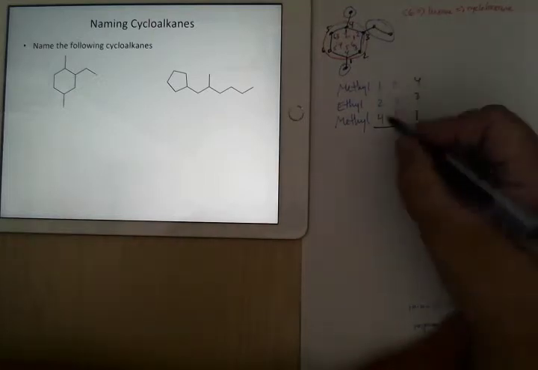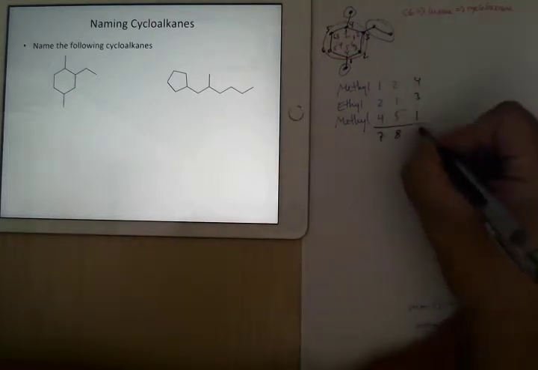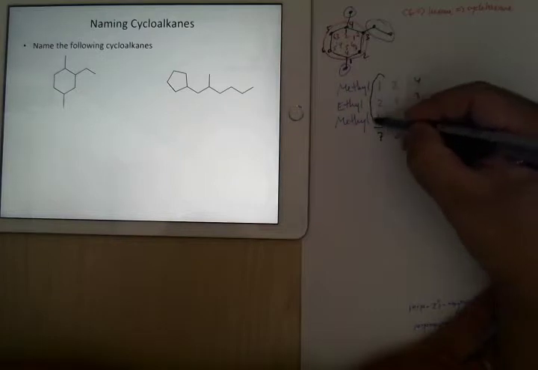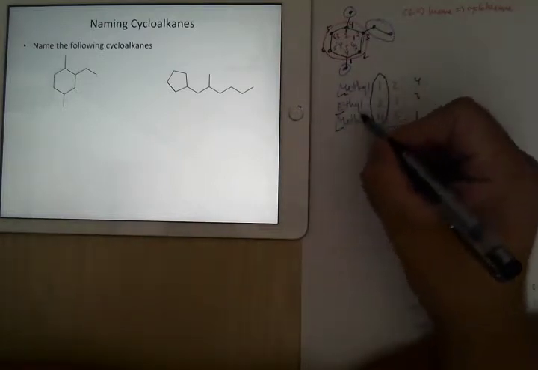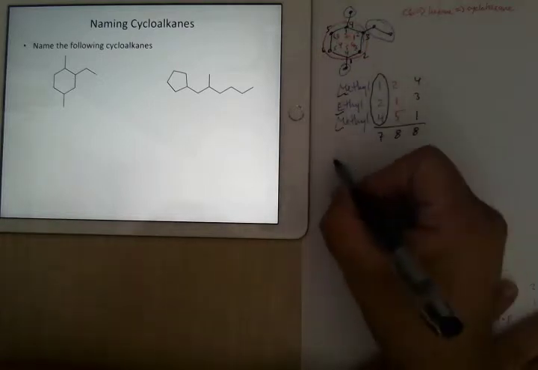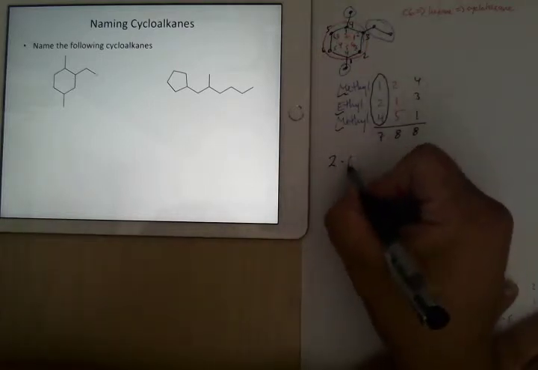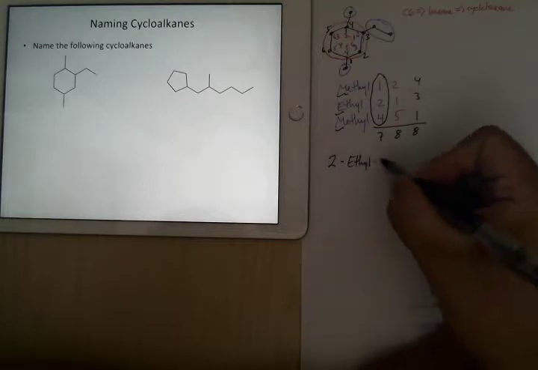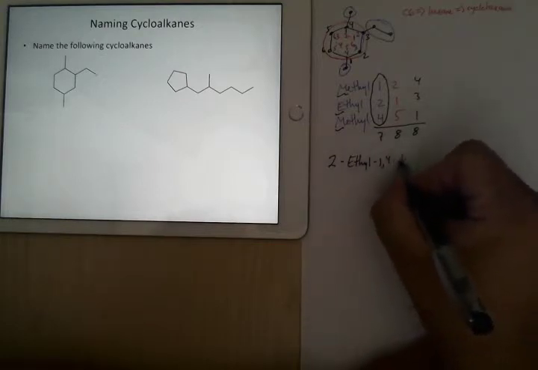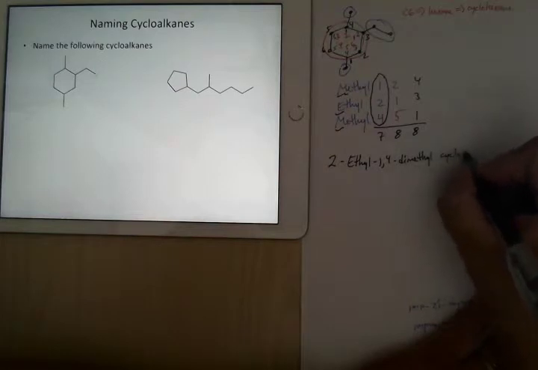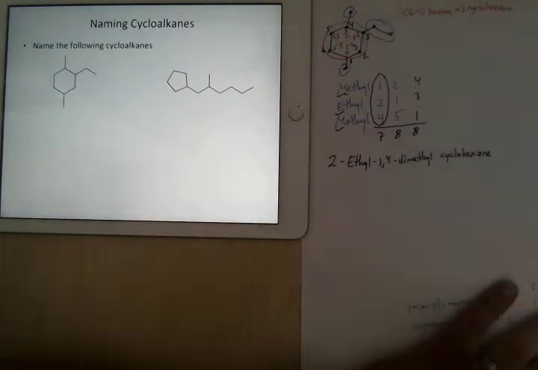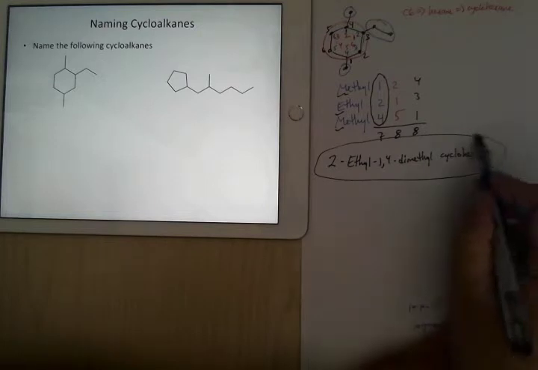And so with that, we add these up. So this would be 7. This would be 8. This is also 8. So this is going to be the numbering we want. So we compare methyl and ethyl. Ethyl's going to win alphabetically. So 2 ethyl, 1, 4 dimethyl cyclohexane. So there's our name.